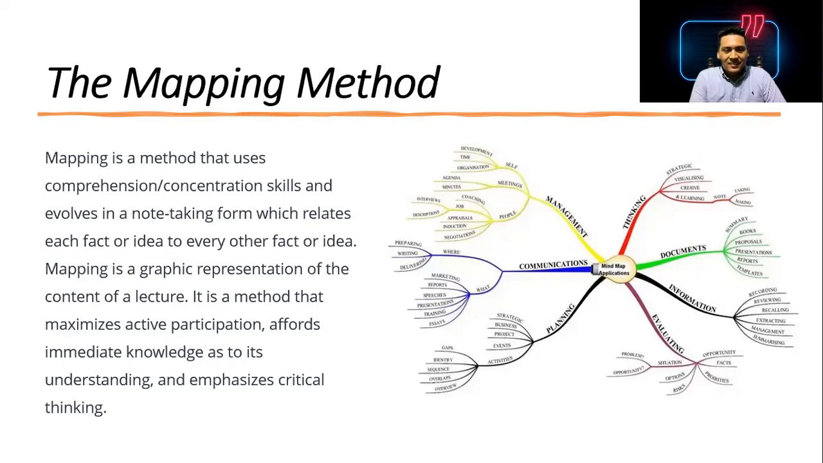Maybe it's a method that uses comprehension and concentration skills. Use it in a note-taking form which relates each fact or idea to every other fact or idea. Mapping is a graphic representation of the content of a lecture. It's a method that maximizes active participation.